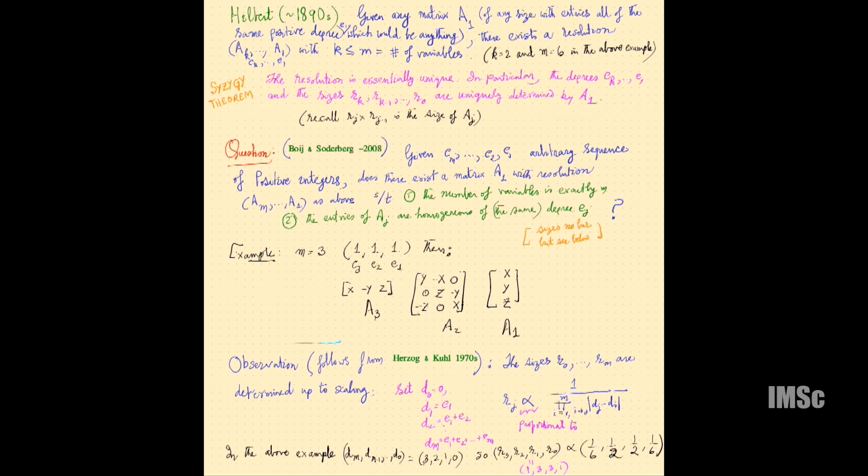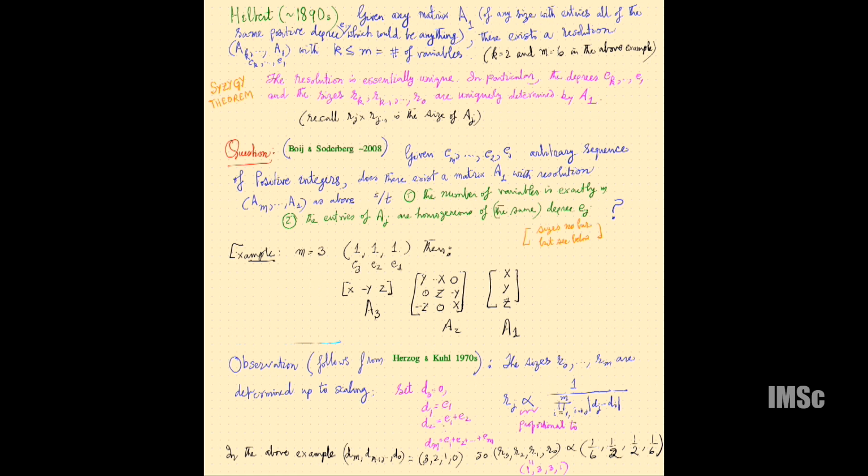Given an arbitrary sequence of positive integers, does there exist a matrix A1 with resolution of length m as above, such that the number of variables is exactly m? Notice m is the length of this sequence. The entries in AJ are homogeneous of the same degree EJ.